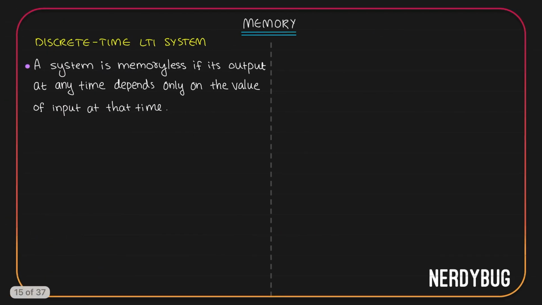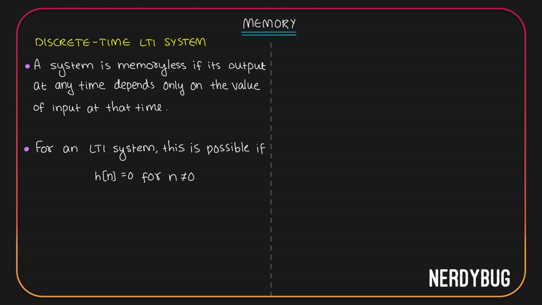The next property we have to learn is memory. Let us start with the discrete time LTI system. We know that any system is memoryless if its output at any time depends only on the value of input at that particular time. So, for an LTI system which is linear and time invariant, this is possible only if h of n is equal to 0 for n not equal to 0.